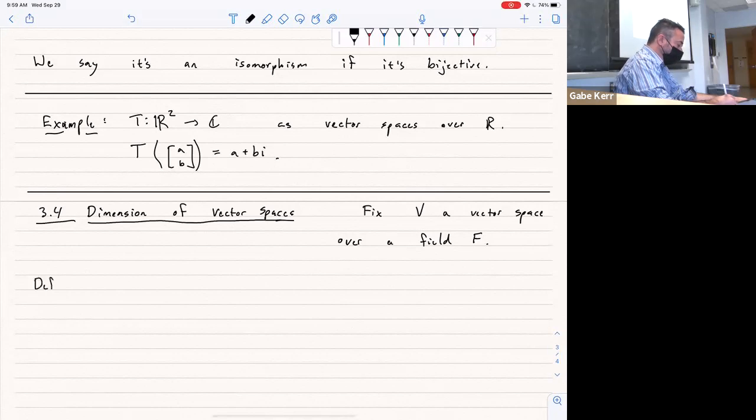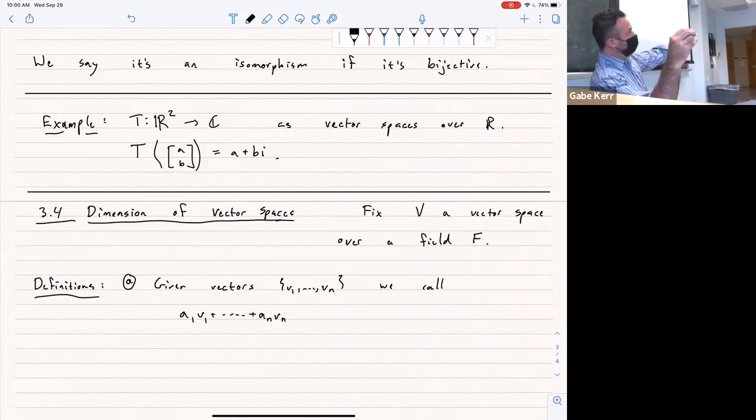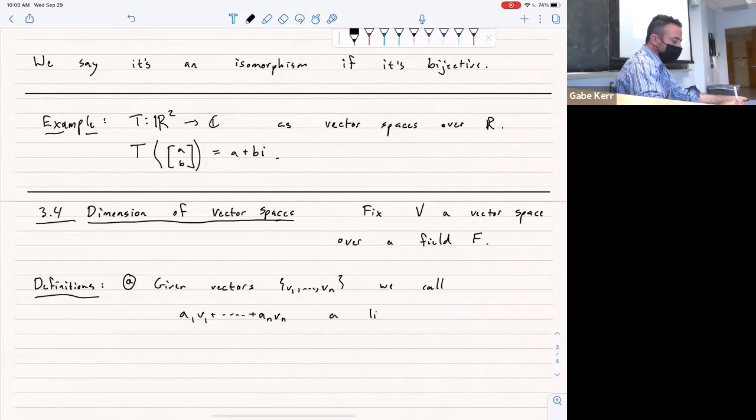Need some definitions. Given vectors, so we have a set of vectors, V1 through Vn. We call any expression like this, A1 V1 plus through An Vn, I can scale each of the vectors by a different scalar, a priori different, doesn't have to be different. If we scale each vector by some scalar in F and add everything up together, we call this expression a linear combination of the Vi.